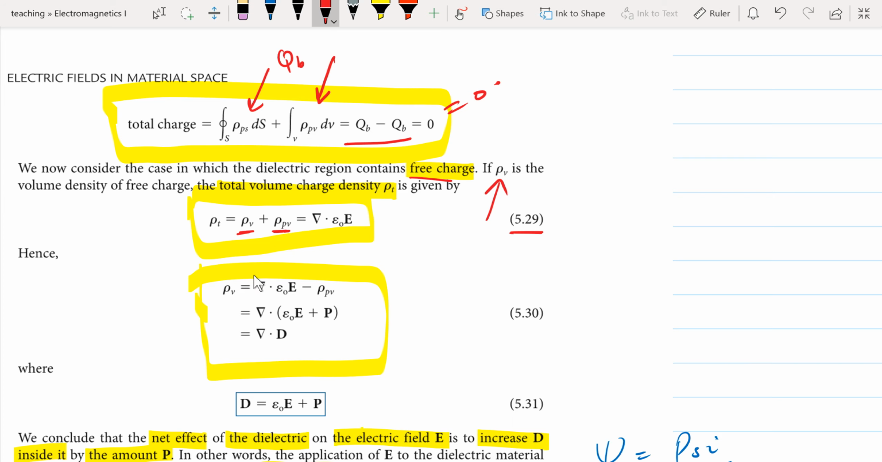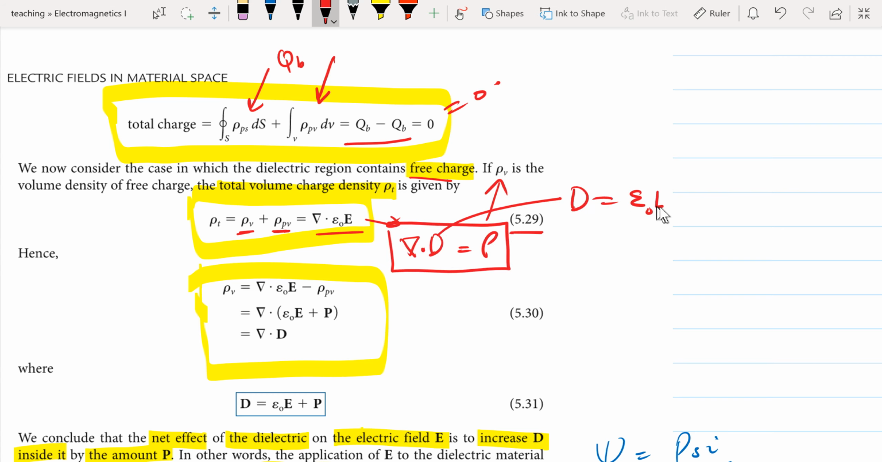And if you remember again, we have already said that the volume charge density is given by Maxwell's first equation that says divergence of D is equal to rho. That is one of the equations that we have already met. So that is all we are applying. And if you remember that we have said D is equal to epsilon naught E for free space. Therefore, we can definitely agree with equation 5.29.